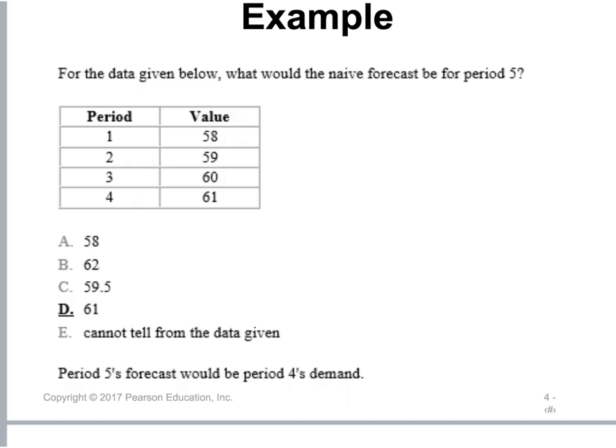So the example here for the data given below, what would be the naive forecast for period 5? Period 1, you did 58. Period 2, you did 59. Period 3, you did 60. Period 4, you did 61. So in period 5, you're going to also do 61 because you're just going to replicate what you did in period 4.